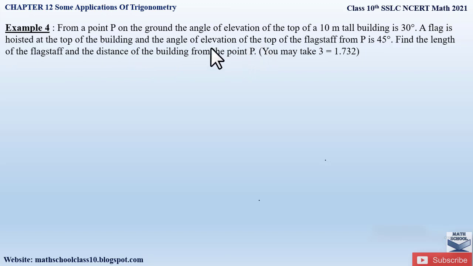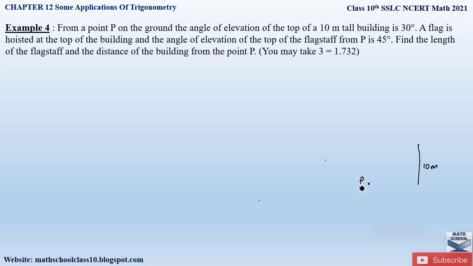So here let us read the question line by line, and first let us try to draw a figure. The first line of the question says from a point P on the ground. So let us take a point P on the ground. From this point P, the angle of elevation of the top of a 10-meter tall building. So let us draw a 10-meter tall building. The angle of elevation from this point to the top of the 10-meter tall building is how much? 30 degrees. So here point P is the observer from where the angle of elevation is given.